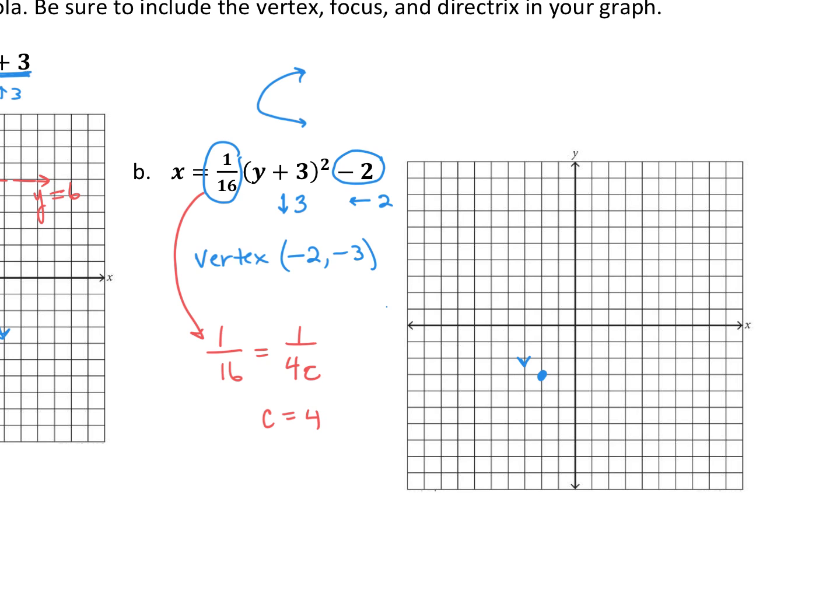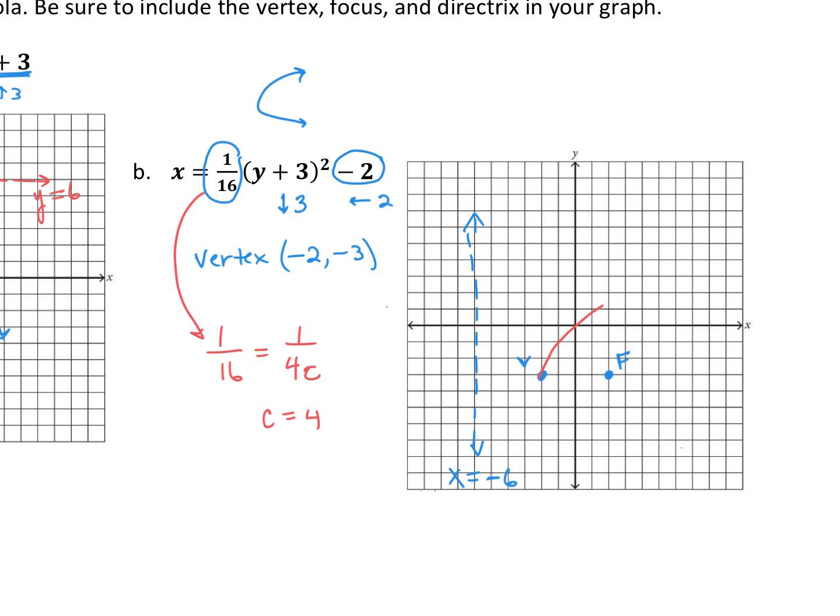Now, positive 4 is telling me I'm going to go from the vertex to the right 4 units, putting the focus over here, which is in line with this. I already knew it was going to open to the right, so everything's kind of working out as it should. So from the vertex, I'm going to go to the right 4 units. There's your focus. The directrix will be 4 units to the left of the vertex, and it will be a vertical line. We mentioned that before. And this vertical line is crossing through the x-axis at negative 6.